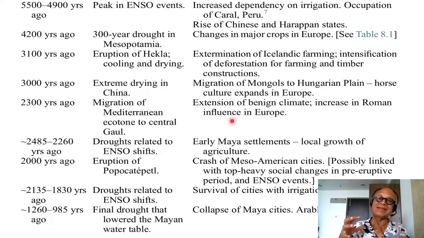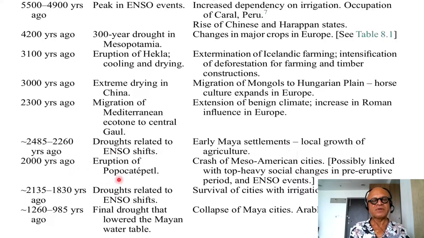Again, remembering that ecosystems generally don't move. Some species which are more adaptable to climate move, and the others that are sedentary end up going extinct. So the ecotones change and move. Extension of benign climate increase in Roman influence in Europe. Okay, so 2485 to 2060 years ago, droughts related to ENSO shifts, early Maya settlements, local growth of agriculture.